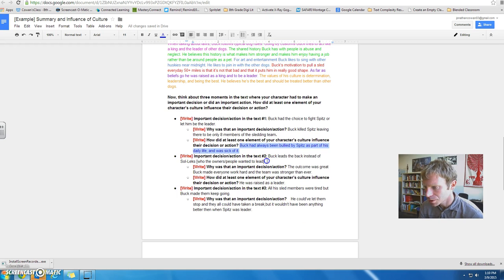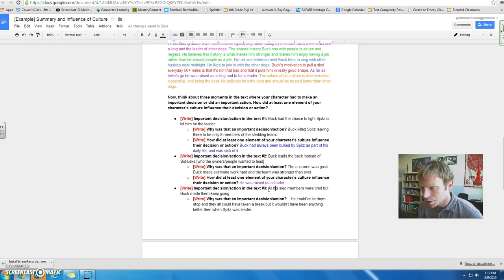Decision 2. Buck leads the pack instead of letting the owners or people who wanted to lead. The outcome was great. Buck made everyone work hard, and the team was stronger than ever. So this seemed like an important thing for Buck to do. Even though I don't really understand what Buck did, clearly it had an important impact in the book. And then it said, what was one element of your character's culture? He was raised as a leader. So that was that purple part where they talked about his beliefs and how his beliefs led him to believe he should be a leader.